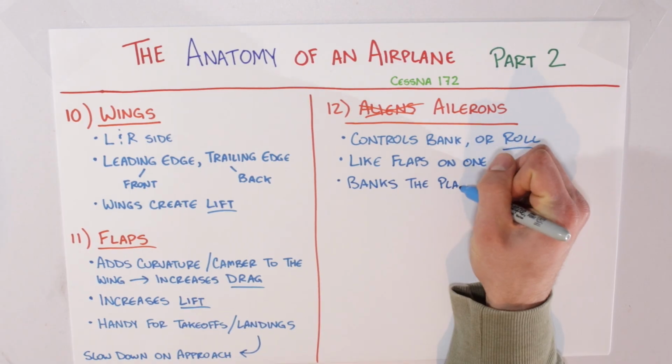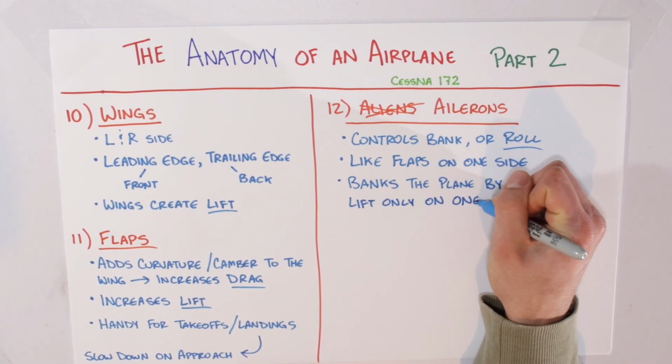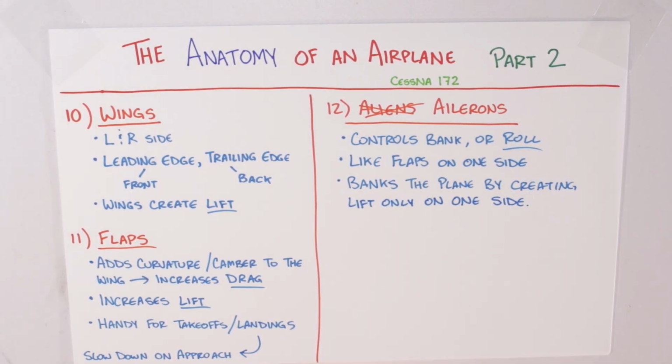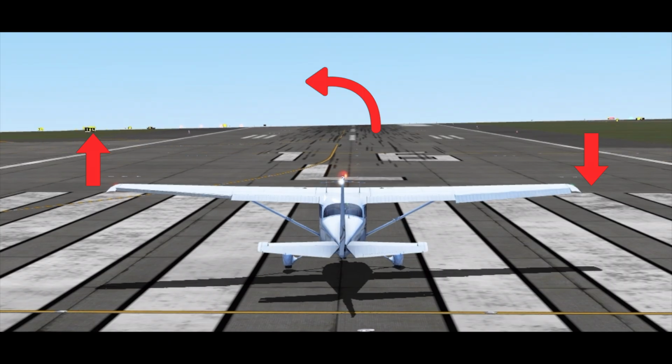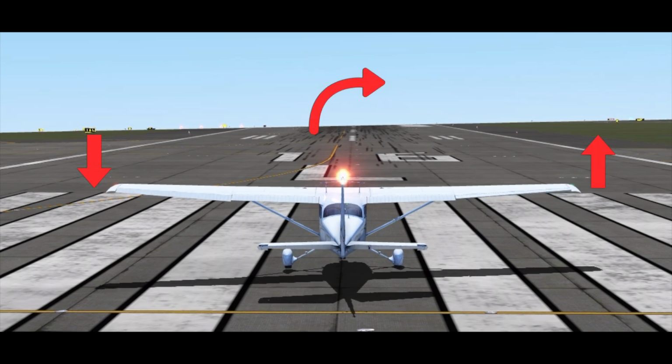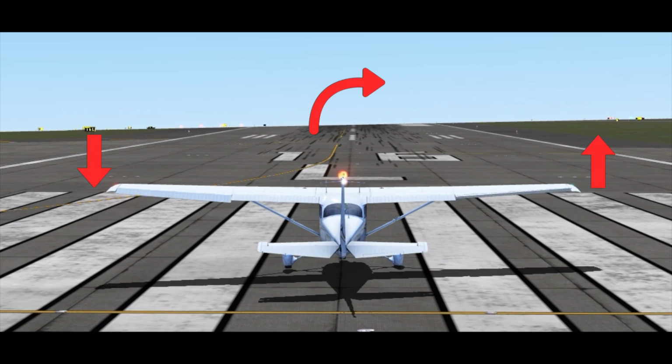When a pilot wants to bank the airplane to turn, they move the yoke right or left. That movement makes the ailerons move in opposite directions. If the left aileron goes up, the right aileron goes down and the airplane rolls left. If the right aileron goes up, the left aileron goes down and the airplane rolls right.